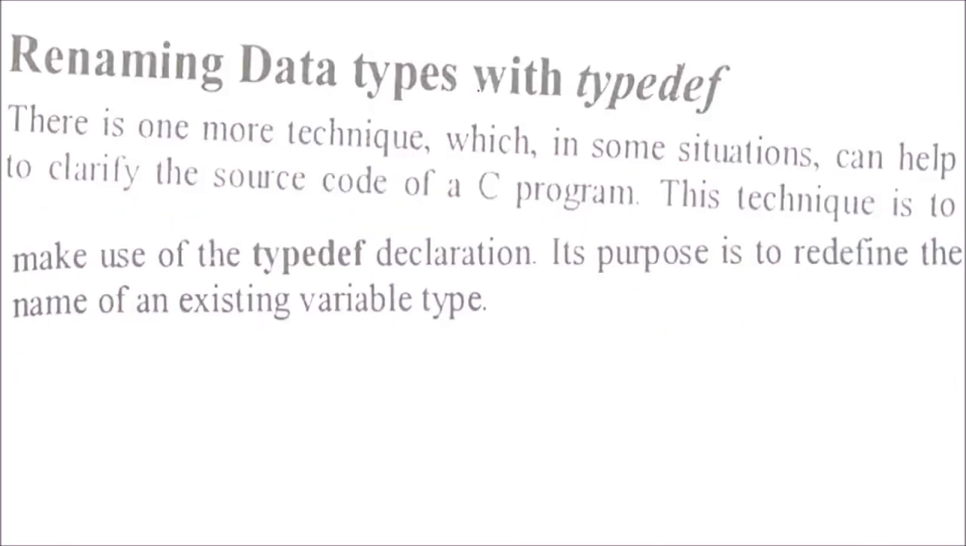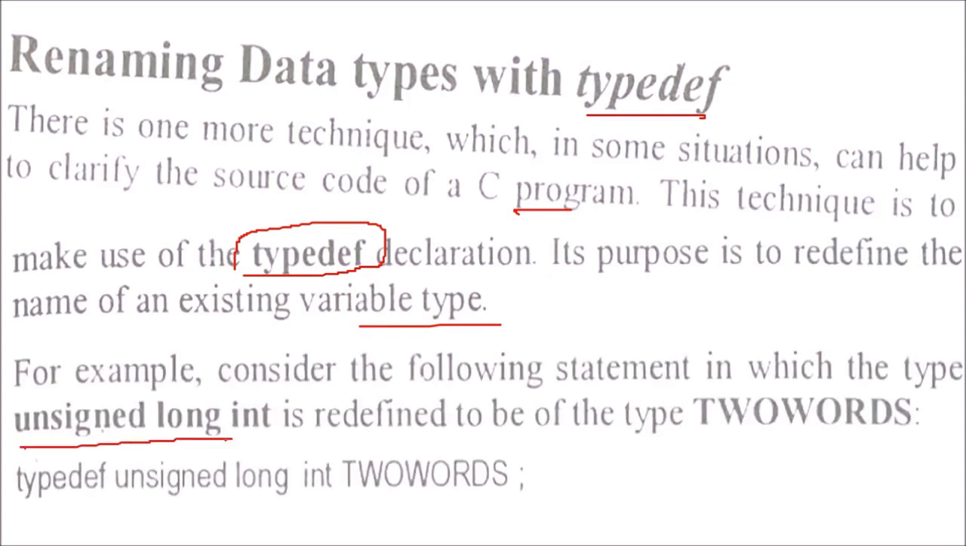Then, to rename data types with a type definition, there is one more technique that can help us clarify or reduce the complexity of the source code of a C program. So what is the technique? This is to make use of typedef, this declaration. The purpose is to define a new name for an existing variable type. How? Just say you have unsigned long int. Okay, this is a statement. Now this is a long statement. You won't be happy if you have to type it again and again. So why not typedef this whole thing with just 2 words?